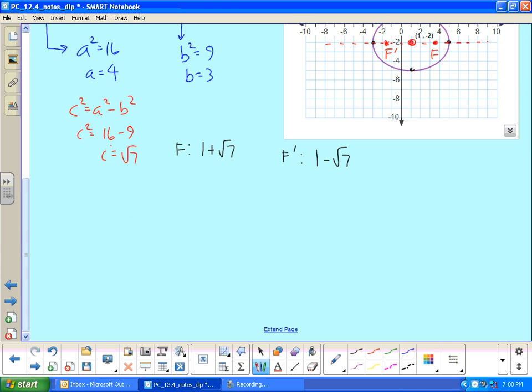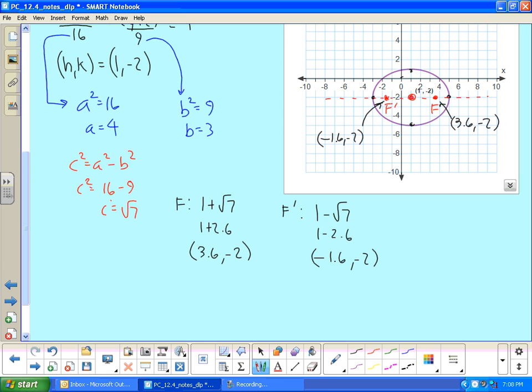So this is relative to our original axis. So square root of 7 is 2.6 roughly. So this is going to be 1 plus 2.6, 1 minus 2.6. So we have 3.6, comma -2. That's what our k value is. And that's where this point is. 3.6, -2. And then we're going to do 1 minus, so we get -1.6, comma -2. And that's where that point is. And those are relative to 0, 0. So those would be the actual coordinates of our foci.